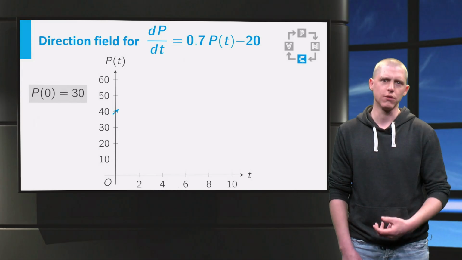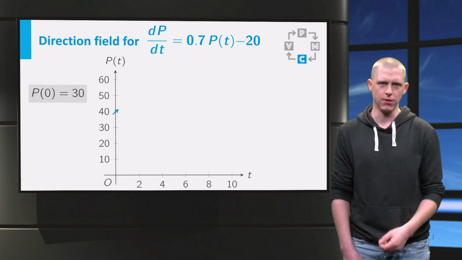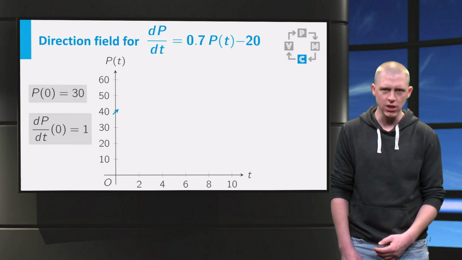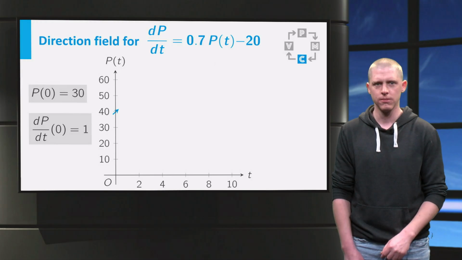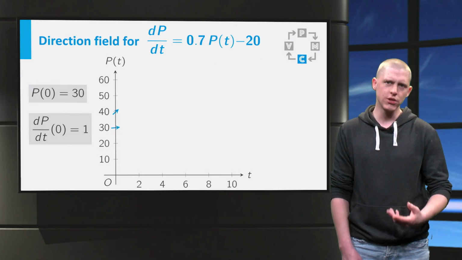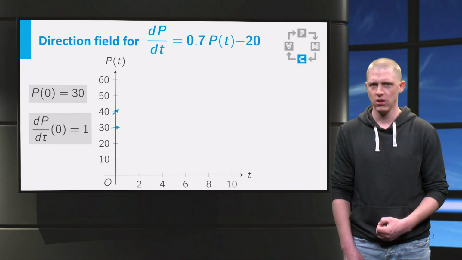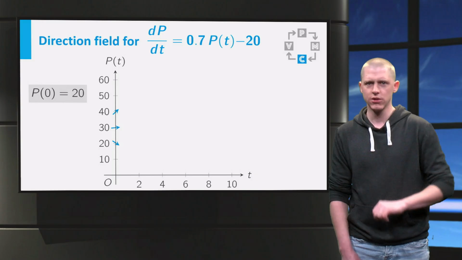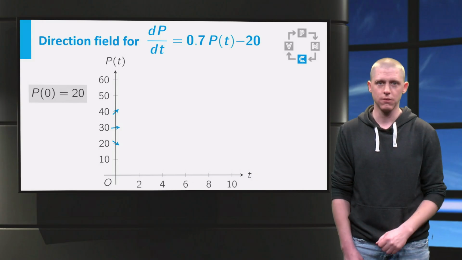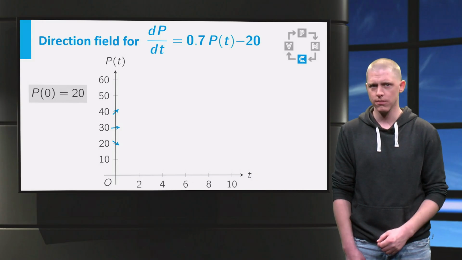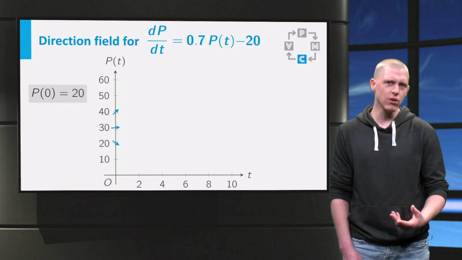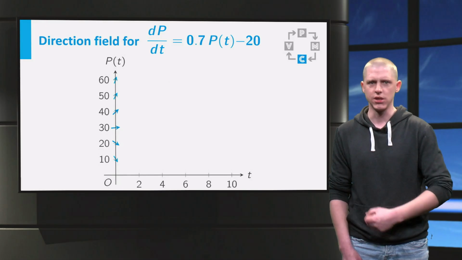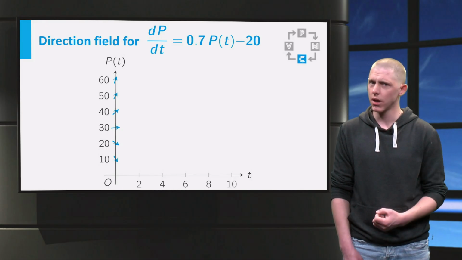Now take a different initial value of P. Let us say 30. This will give a slope of 1 for the arrow, which is less steep than the slope of the first arrow. Another initial value for P is 20, which gives this arrow. As you can see, the arrow points down, so the rate of change apparently is negative. Do you agree with this? Let us also add the arrows for the initial populations of 10, 50 and 60. Do you already see a pattern in the arrows?